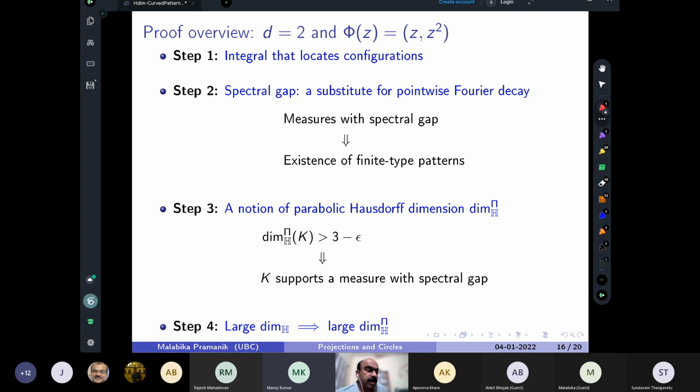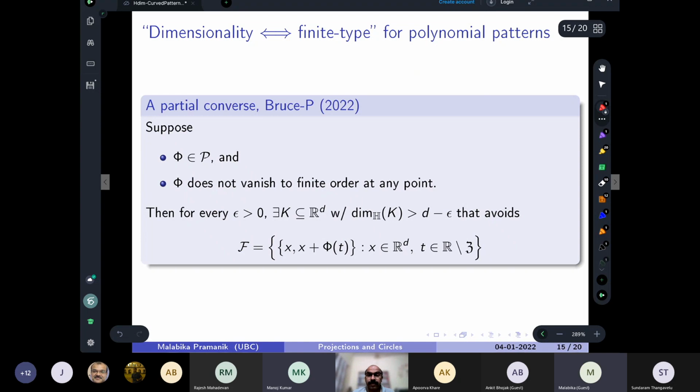Yeah, just one question. How important is the compactness of K? Oh, it's not important at all, because if you start with a K that is non-compact, you can always restrict it to a compact subset where it will maintain the same dimension, and you can run this argument there. So it's without loss of generality; you can assume compact. Oh, okay. Thank you.